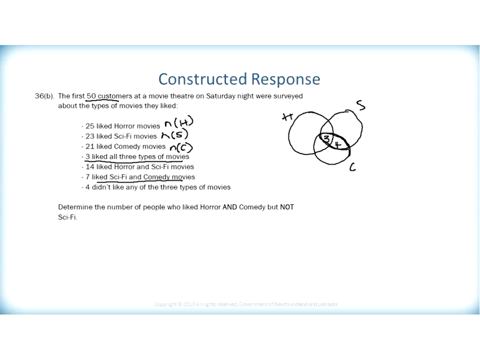14 like horror and sci-fi. So that would give us 11 right here. We've already used up 3. 4 didn't like any of the types, so 4 is out on the outside. And we see this would be X since we don't know what this region is.